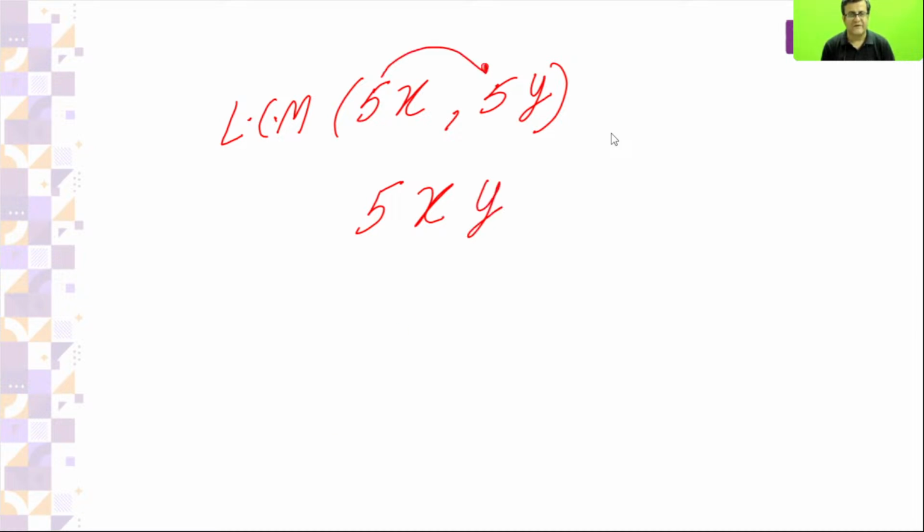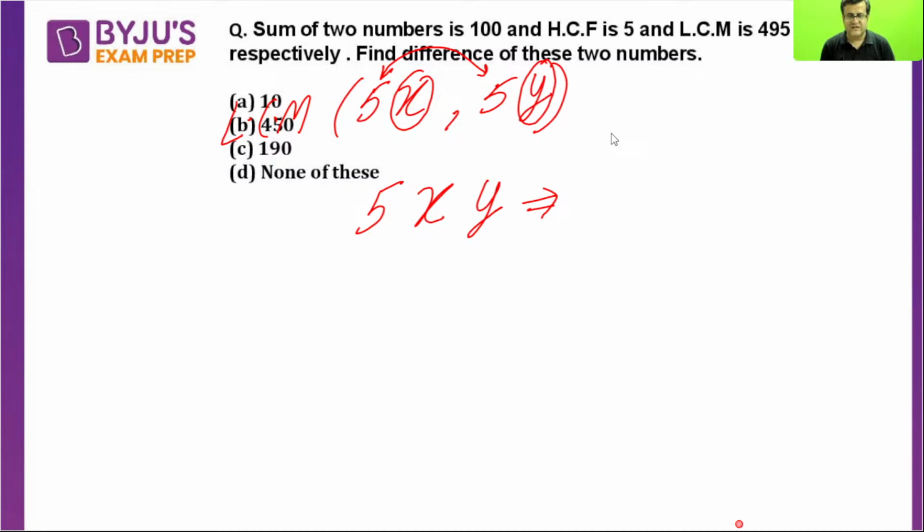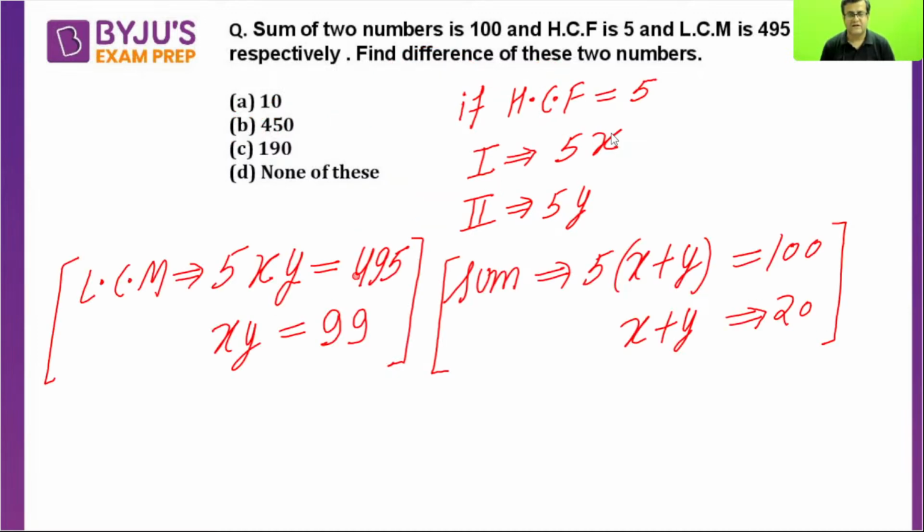Now, if the question says the numbers are 5x, 5y, 5 is common in both. x is left in the first, y in the second. So the LCM is 5xy. And LCM is given as 495. So 5xy is 495. xy will be 99.